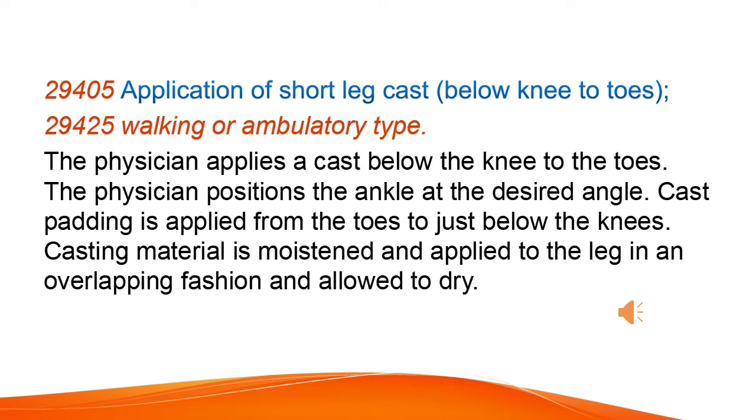Application of short leg cast, below knee to toes. Walking or ambulatory type. The physician applies a cast below the knee to the toes. The physician positions the ankle at the desired angle. Cast padding is applied from the toes to just below the knees. Casting material is moistened and applied to the leg in an overlapping fashion and allowed to dry.